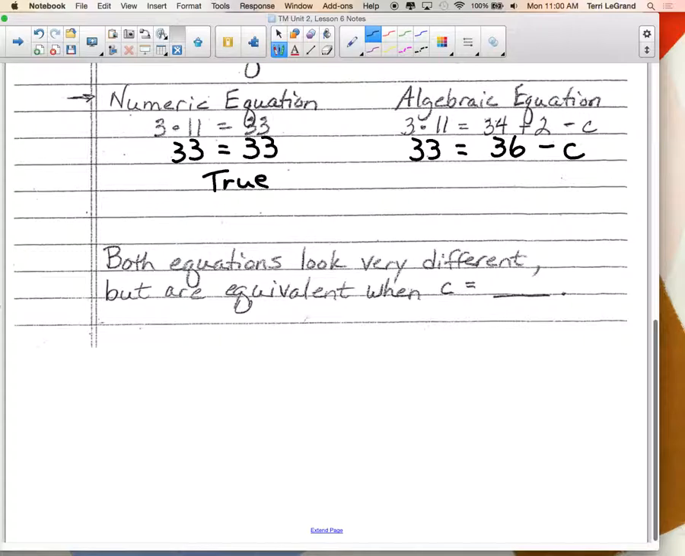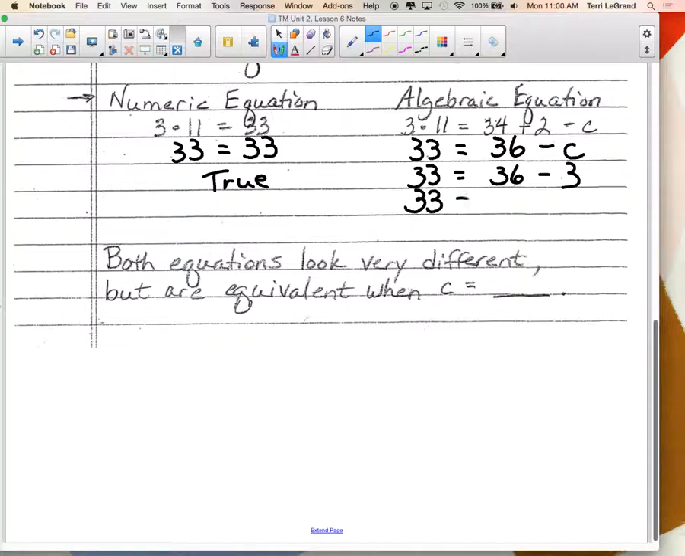Well, now this should look like what we were just warming up with in our skills maintenance. We need to find the number that if you subtract it from 36, you will get 33. Anybody know what that is? Wade? 3. So Wade says if I put in 3 for C, we will have a true statement. So let's check and see.